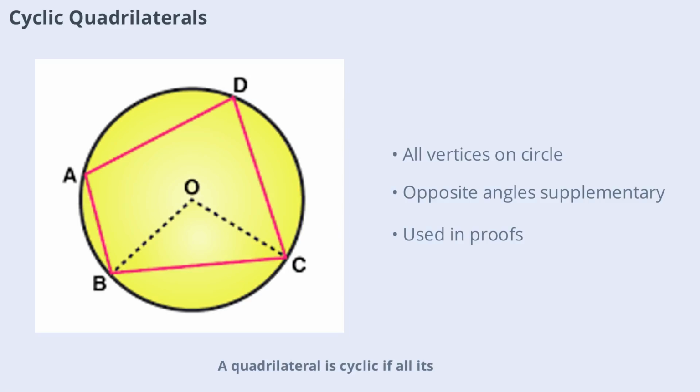A quadrilateral is cyclic if all its vertices lie on the circumference of a circle. The opposite angles of a cyclic quadrilateral are always supplementary, meaning their sum is 180 degrees. This property is widely used in geometric proofs and constructions involving circles and polygons.